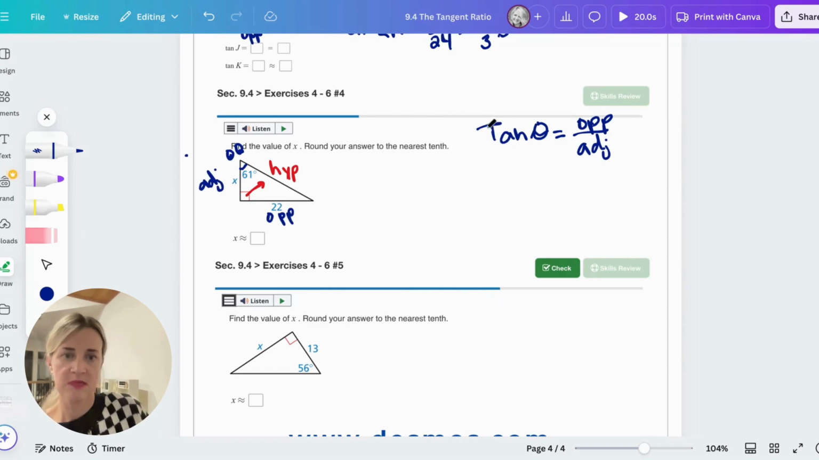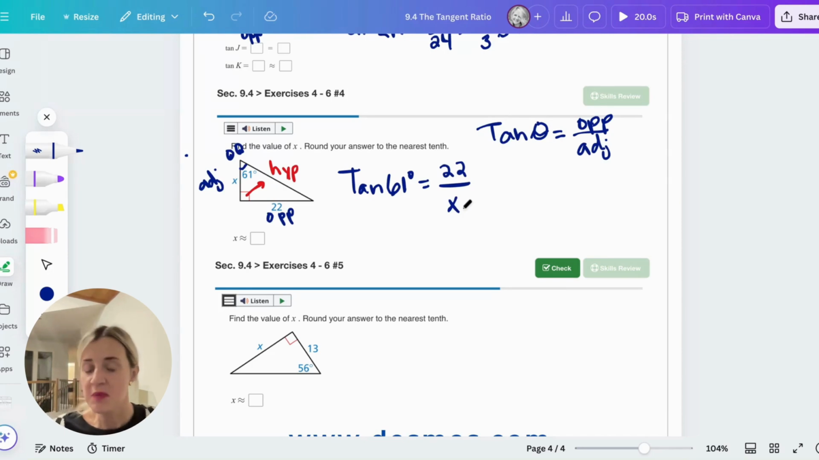Okay, so let's plug in what we know into this formula. Tangent of theta, theta is 61 degrees, equals the opposite side length, 22, over the adjacent side, x. So notice what we have here. We have one unknown, x. That is because tan 61, I'm actually going to show you this here, it is a number in your calculator.